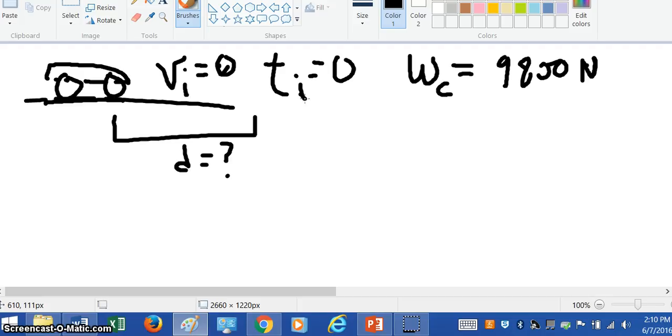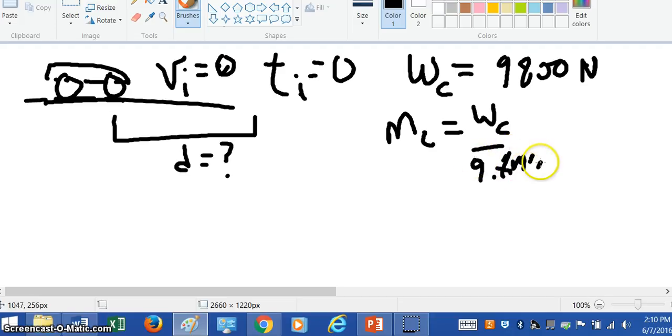and we know that the weight of the car is 9,800 newtons. So right away, without doing anything else, we could figure out the mass of the car. The mass of the car is going to be the weight of the car divided by 9.8 meters per second squared. I've arranged this to make it quite simple. So 9,800 divided by 9.8 turns out to be 1,000 kilograms. So a car that weighs 9,800 newtons has a mass of 1,000 kilograms.